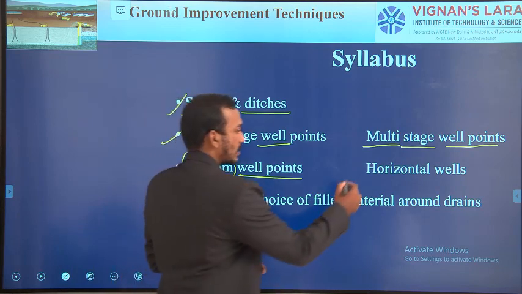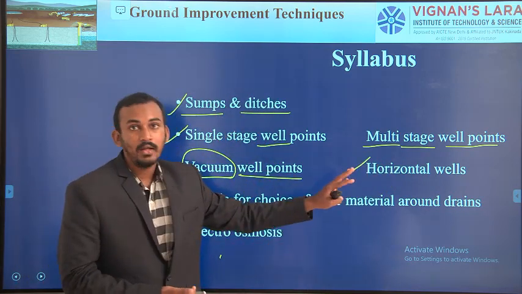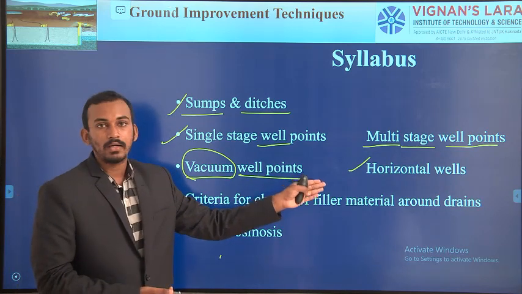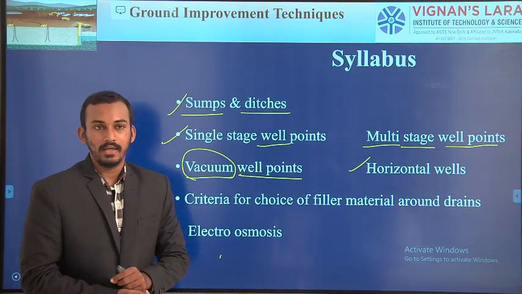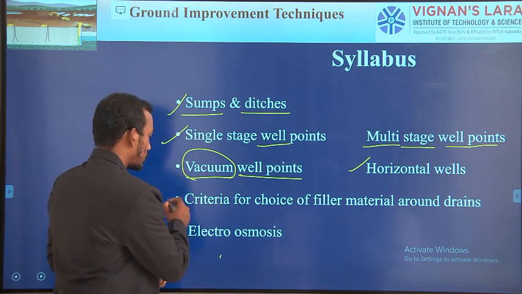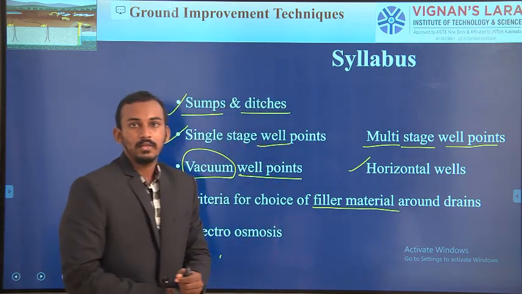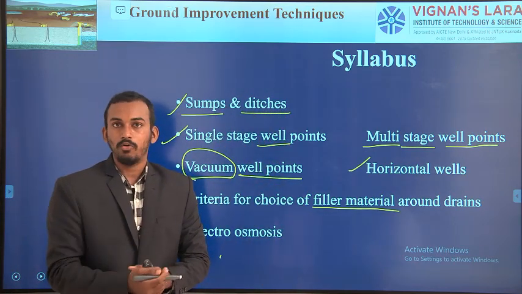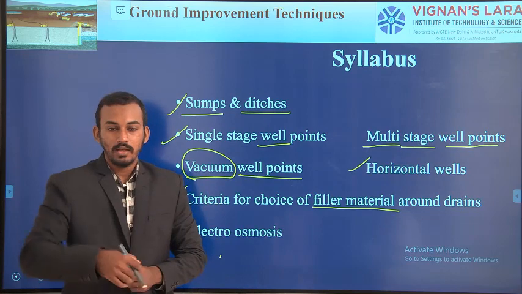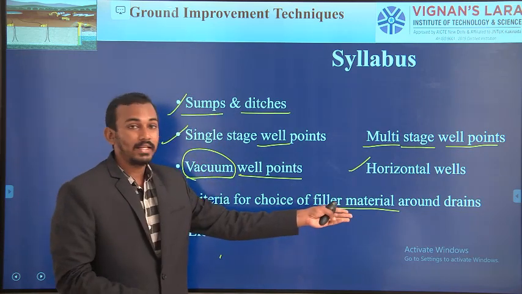And the next one is horizontal wells. Horizontal wells can be used where the quantity of water available on our site is very high. Then we go for these horizontal wells. Here we have a filler material. We cannot just dig a borehole and apply the pumps. We have to provide some filler material. It acts as a screening material.